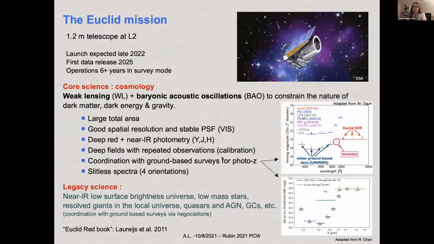So in addition to cosmology, this mission allows for a number of other science topics that includes the search for low surface brightness structures, the search for low mass stars in the Milky Way, the study of resolved giants in the local universe, quasars, AGN, and you name it. Globular clusters are only one of those.